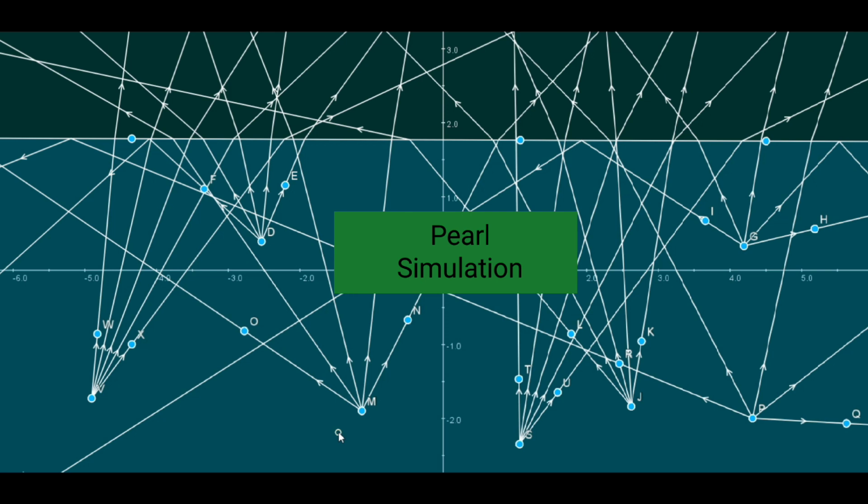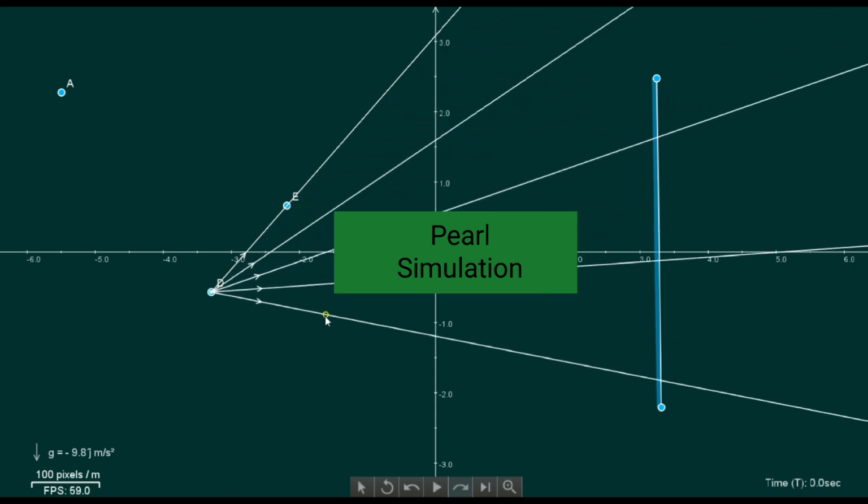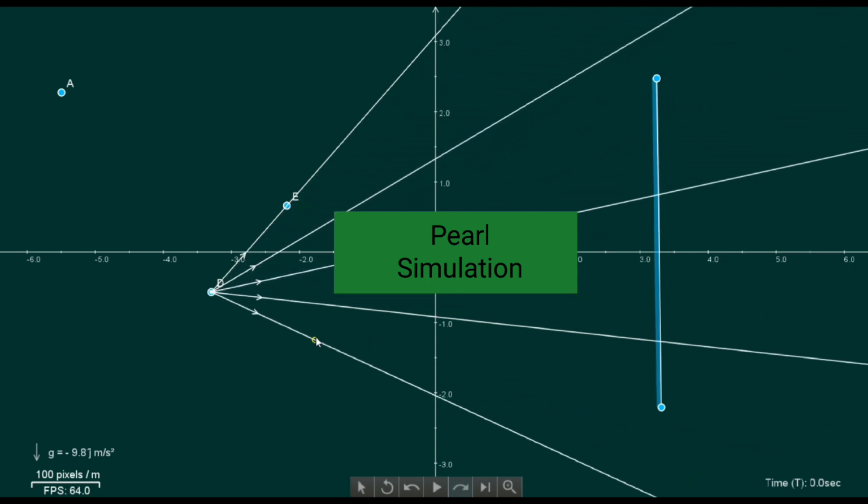Describe what happens when light travels from a high refractive index medium to a low refractive index medium. It speeds up and bends away from the normal line. Explain the behavior of light when it travels from a low refractive index medium to a high refractive index medium. It slows down and bends towards the normal line.